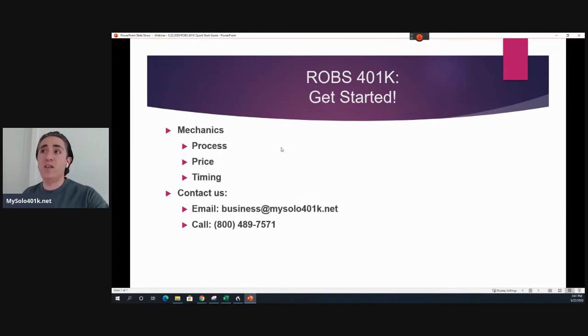Let's say you have money in a TSP. We would prepare the TSP transfer form, then have you sign it. Then we could fax it into the TSP. They process it. They send you a check. So that's why it takes so long, because they're going to go at their own pace.